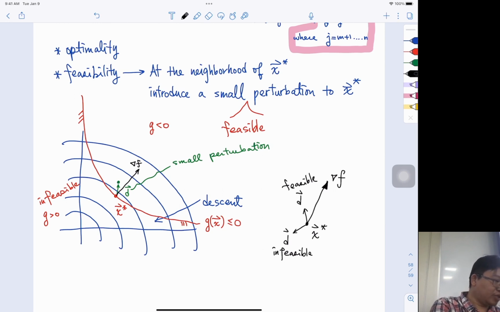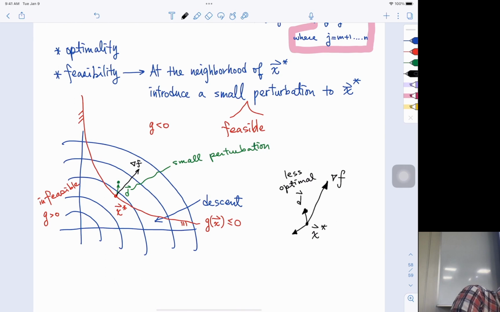Sorry, this is about optimality, because this is not about the constraint. This is about the objective function. So if we move up going this way, the function value increases. So if I go this way, I will become less optimal, because my function value increases. But if I go this way, I will become more optimal, because my function value decreases.